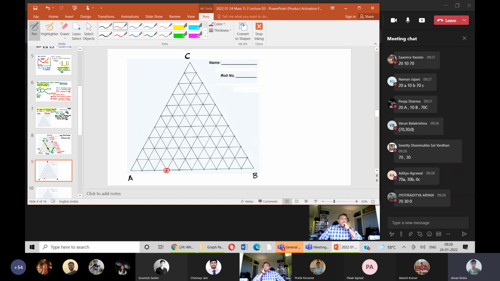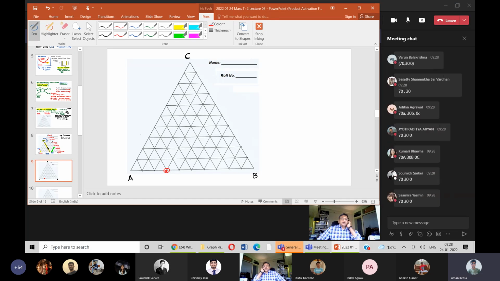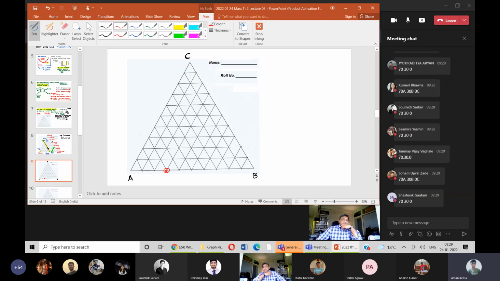Saivardhan, again, you need correction. 70, 30, 0. You are looking at a ternary system. All of you, Samira, Shomik, Bhavna, Jyotiraditya, everybody is correct. So what is the general take-home message? That any of the base is actually a two-component system, right?